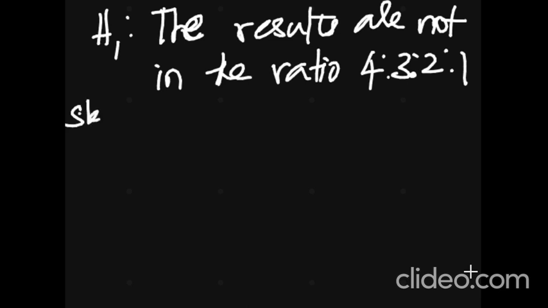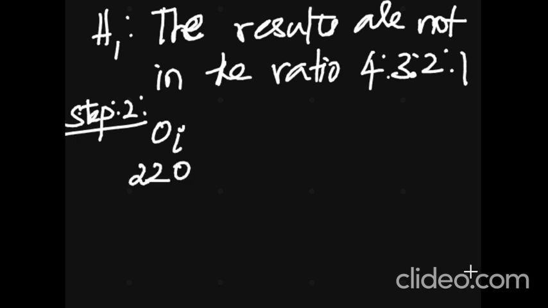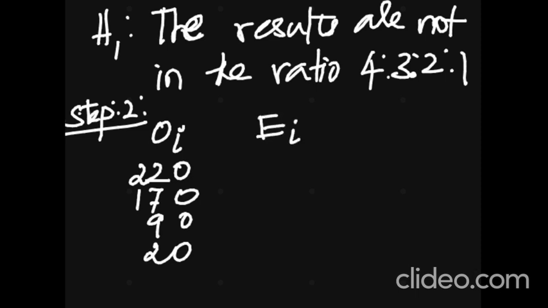In step 2, we have to calculate the expected frequency. We know the observed frequency. What are the observed frequencies given? It is 220, 170, 90, and then 20. These are the observed frequencies given. How to find out the expected frequency? In the last class, I gave one example, where digits were given and frequencies were given. And in that case, we found the expected frequency as the mean of the digits.